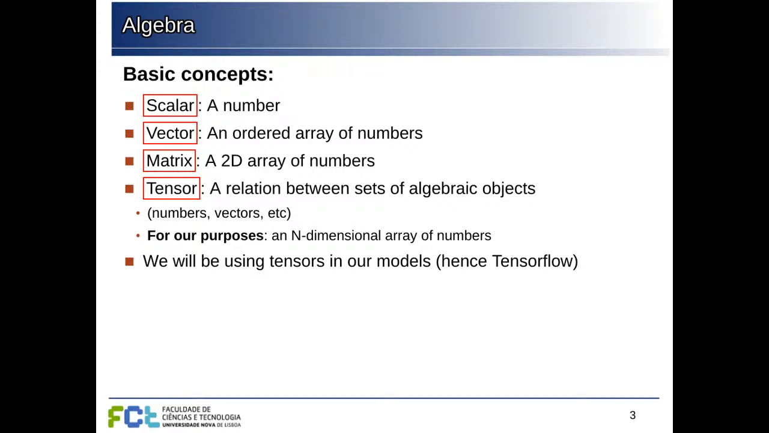And then a tensor formally is any relation between sets of these kinds of objects, but for our purposes here, we'll be referring to as tensors any n-dimensional array of numbers. And this is basically what we are using in TensorFlow. We are using tensors to store our data, and then the tensors are passed over between operations in the computation graph, and that's where the name TensorFlow comes from.